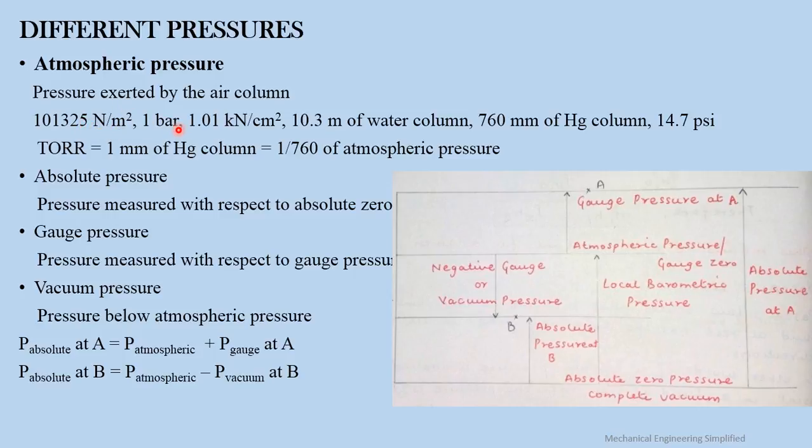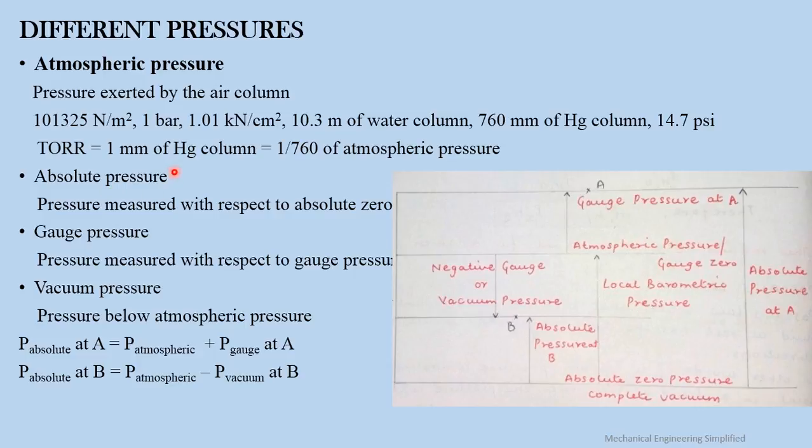This is also equal to 1 bar, 1.01 kilonewton per centimeter square, and this is also equal to the pressure exerted by a water column of height 10.3 meter, and 760 mm of Hg, that is the mercury column, and 14.7 psi, that is pound per square inch. Also there is a unit of pressure known as torr. That is the pressure exerted by 1 millimeter of mercury column, which is equal to 1 by 760 of the atmospheric pressure.